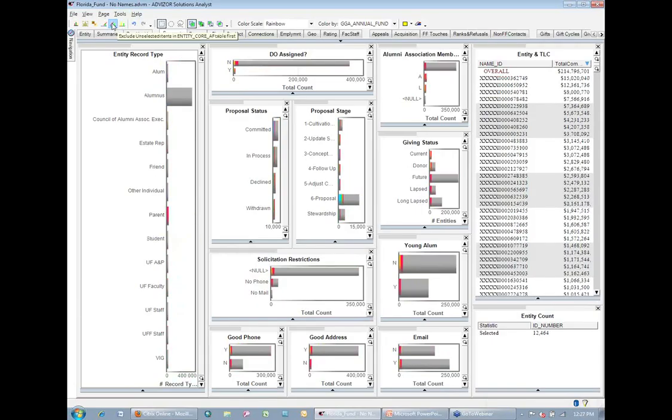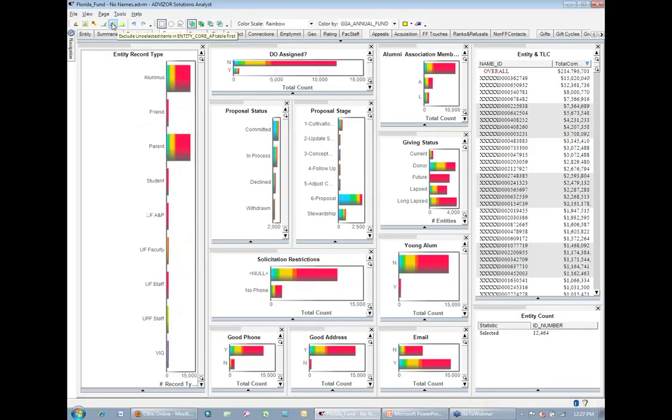And I'm going to get rid of anybody who's not a parent just to see how many people that is. So it looks like I have 12,464 parent records. But some of those could be parents of U.S. alumni who are already alumni, and I'm looking for just current students.